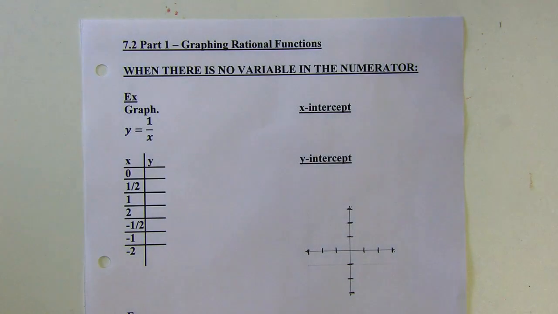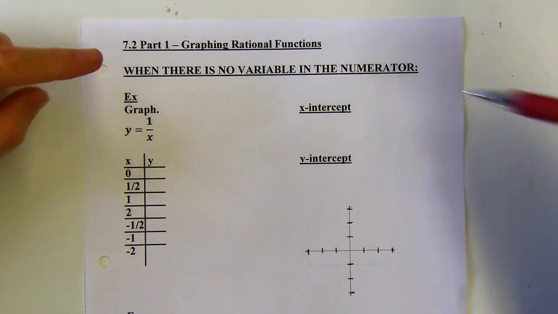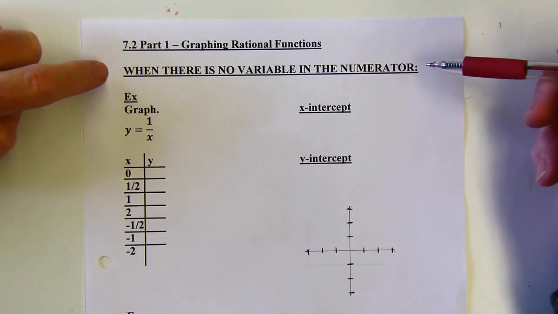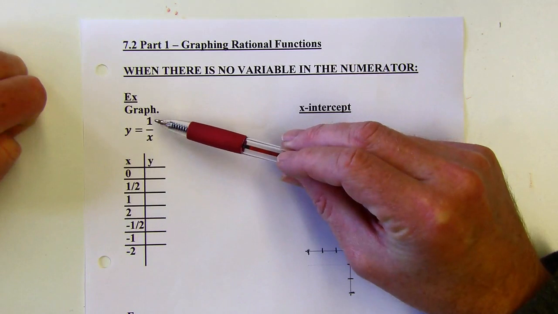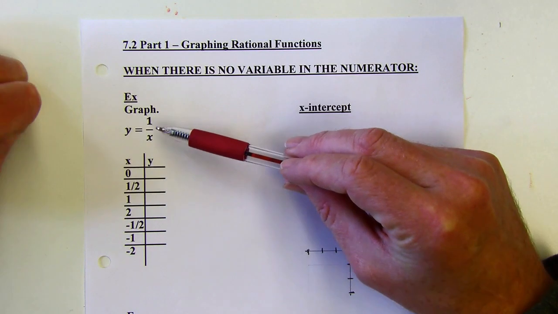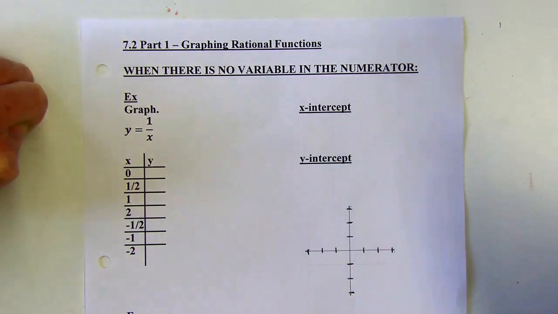Okay, there are quite a few different types of rational functions that we can graph. So I'm going to start with a particular type, when there's no variable in the numerator. My numerator here is just a number, right? So this method is going to apply when I've got just a number for the numerator, okay?